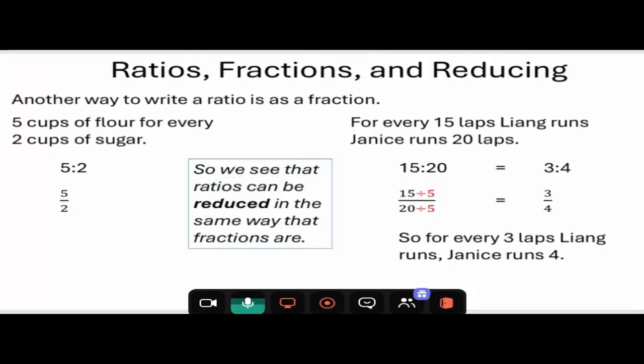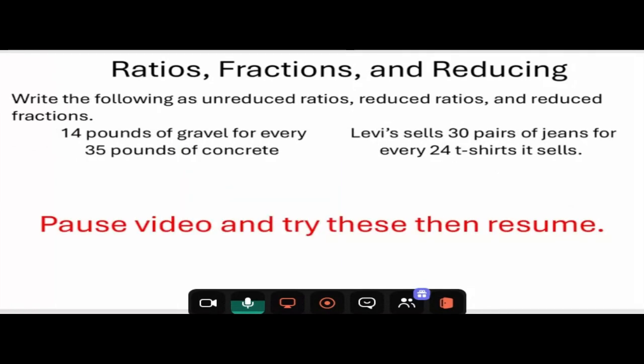So we can see that ratios can be reduced in exactly the same way that we reduce fractions. We didn't have to make this a fraction, then reduce to 3/4. We could have just looked and said, oh, 15 and 20 both divide by 5. So that reduces to the ratio 3 to 4.